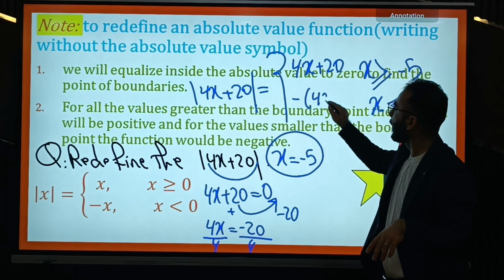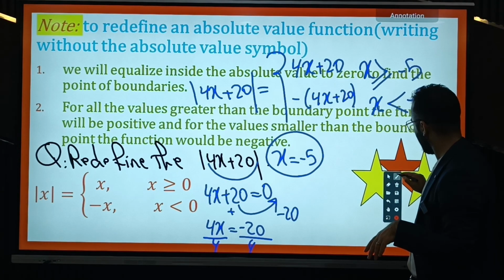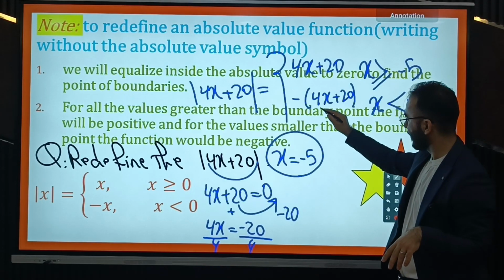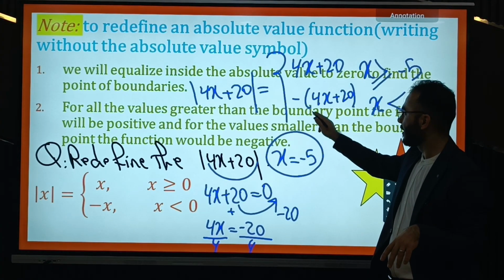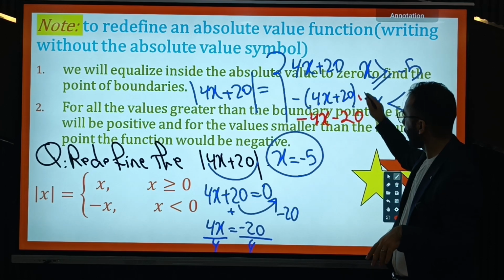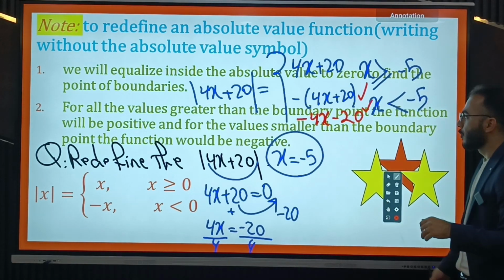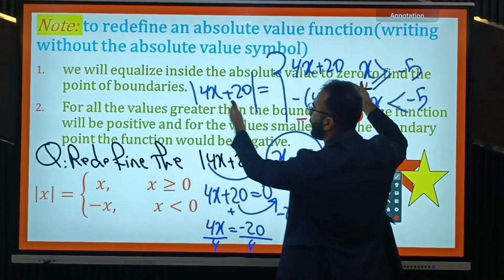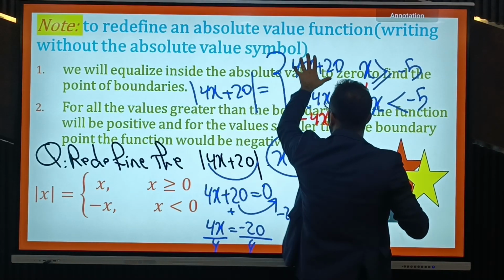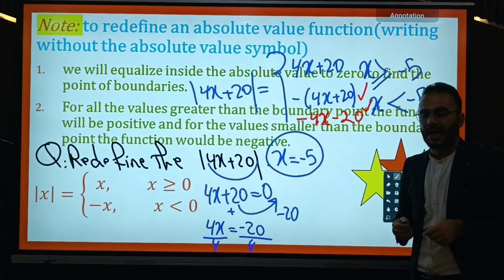Negative 4x plus 20. You might ask me, teacher, can we multiply that negative by whatever we have inside? Yes, you can. Negative 4x minus 20. Both of them are correct. But I suggest you to write it in this way. So this is exactly how you are going to redefine that function without the absolute value, by using the boundary point.